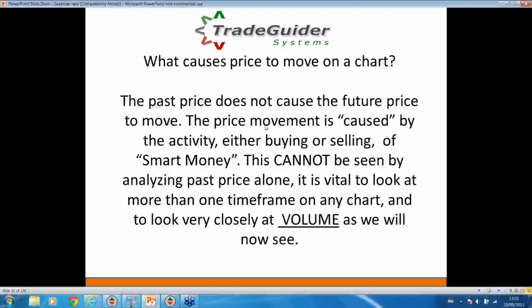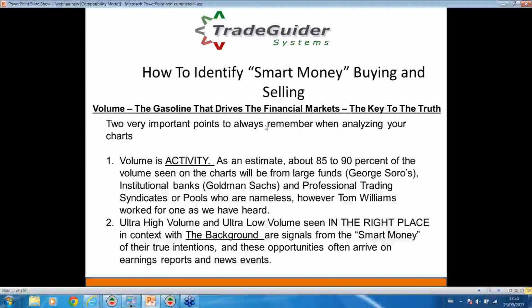So when we see volume on our chart, it's the activity of the professional money. So it's the gasoline that drives the financial markets. It's the key to the truth. But keep in mind the 2 important things you must always look for, as I'm about to show you. Number 1, remember that volume is activity. As an estimate, about 85 to 90% of the volume seen on the charts will be from the large players like George Soros, the big banks like Goldman, professional trading syndicates and pools. They're nameless. I mean, Tom Williams worked for one in Beverly Hills, California. It didn't have a name, and as he said, it never had a sign on the door.